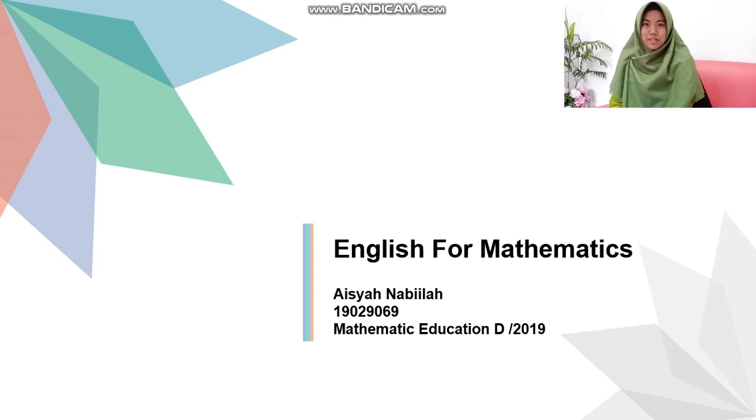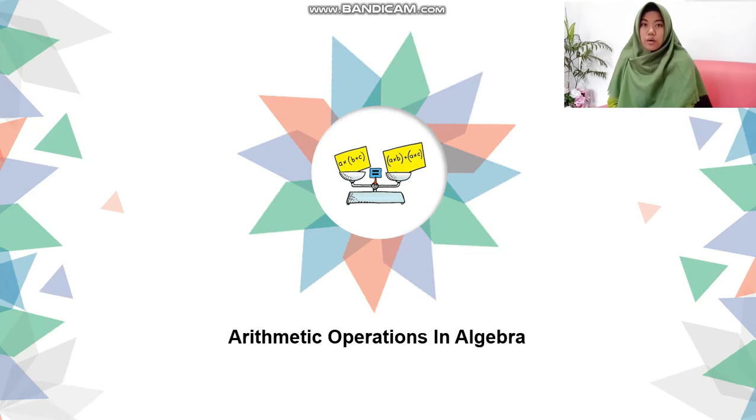Let me introduce myself. My name is Aisyah Nabiilah. My ID number is 19029069. I'm from Mathematics Education Class D. On this occasion, I would like to explain about arithmetic operations in algebra.